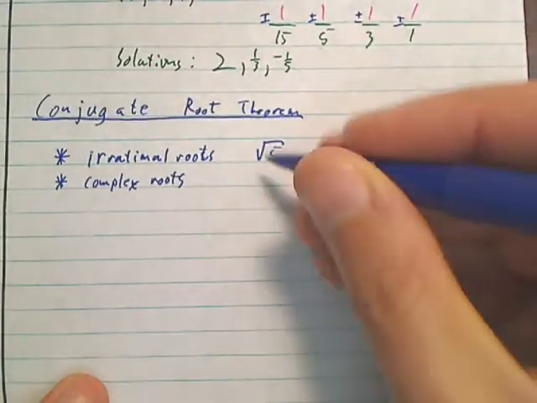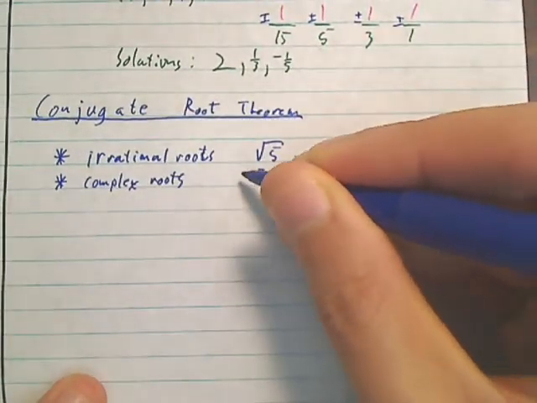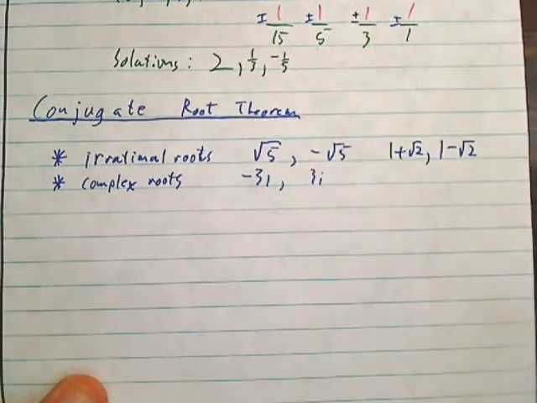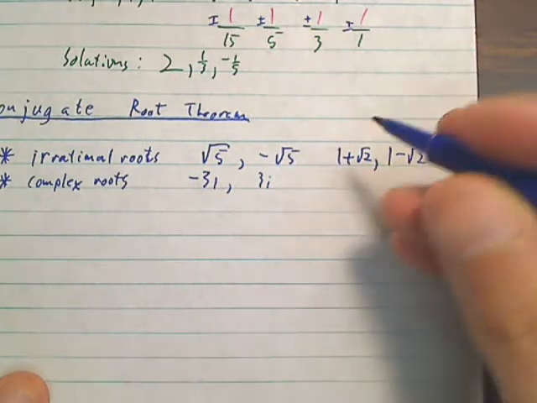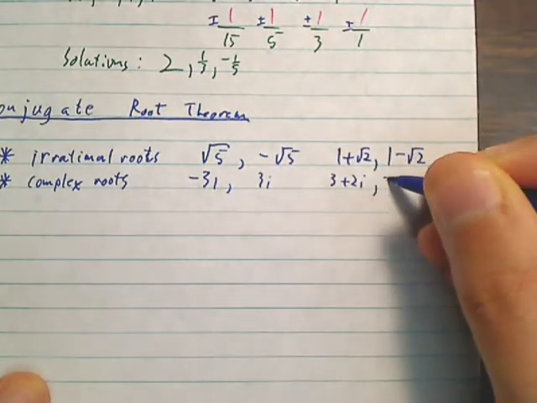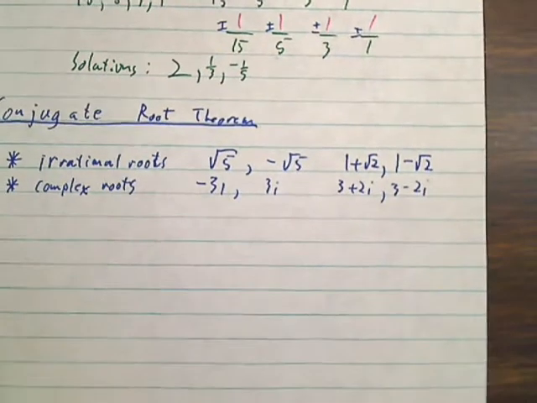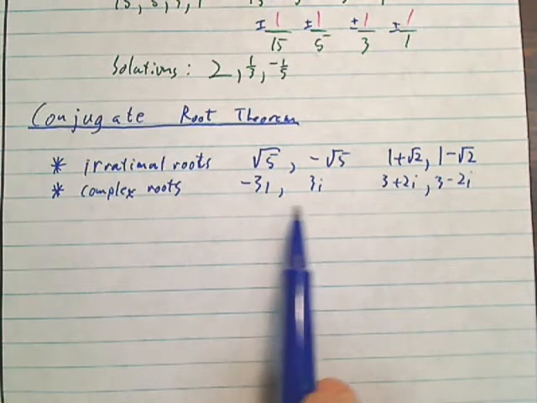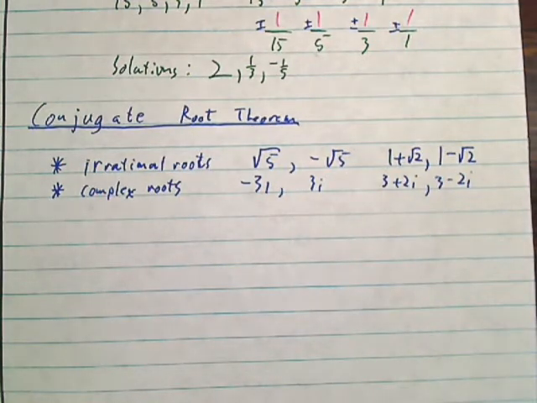If you have a complex root of 3i, let's say negative 3i this time, well, you have to have another root of 3i, and those will kind of cancel each other out. Okay, if you have a root of 3 plus 2i, you have to have a root of 3 minus 2i. Okay, so the conjugate root theorem says that if you have irrational complex roots, they have to appear in pairs, like that. Okay, let's look at a problem from this.